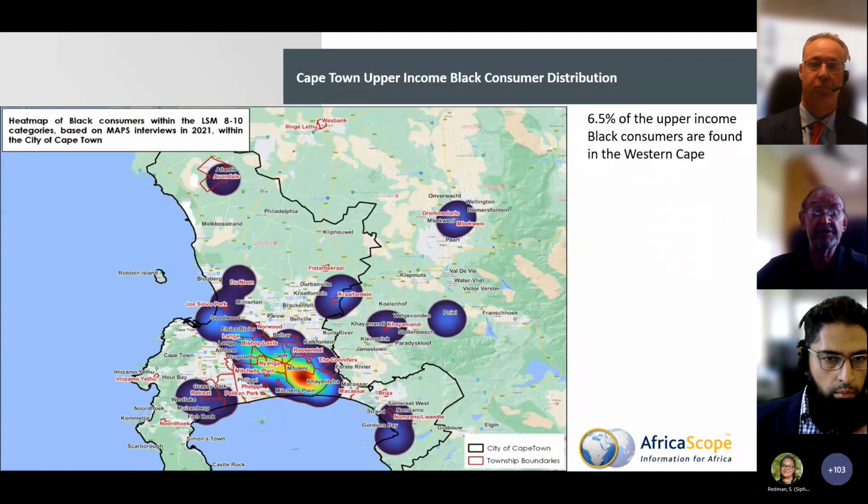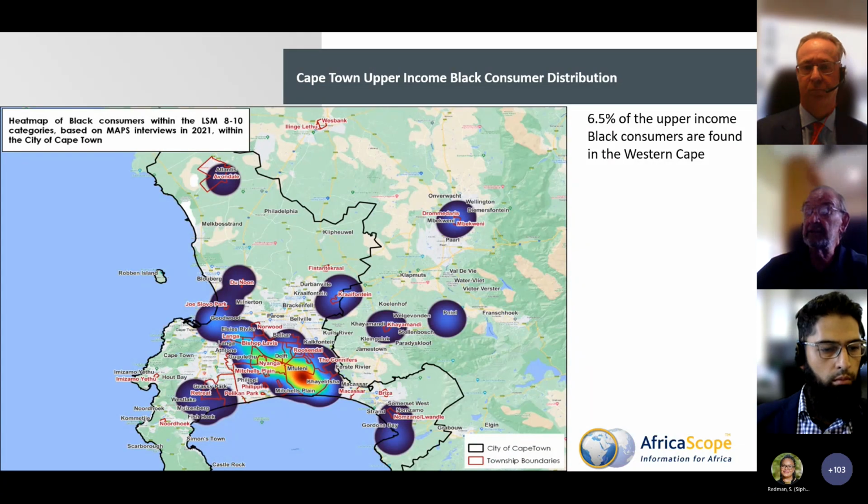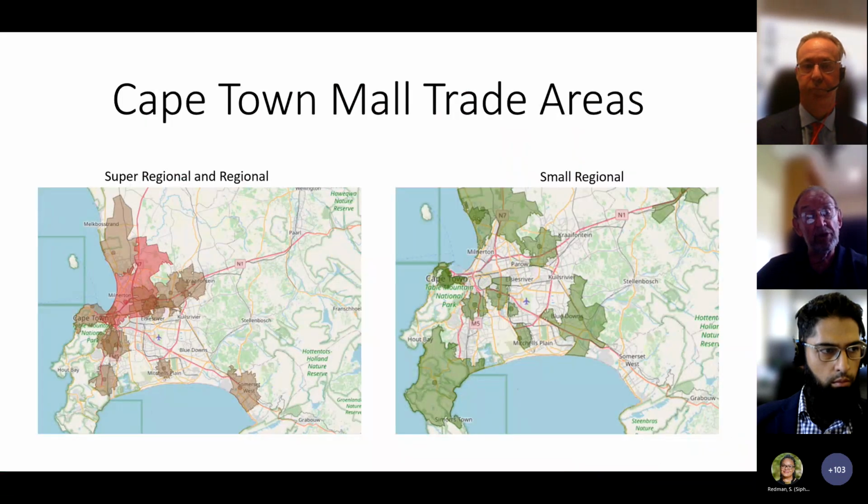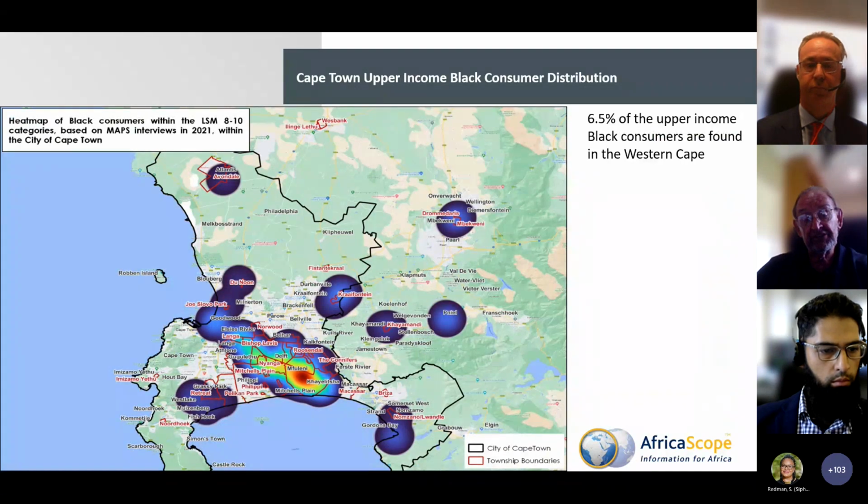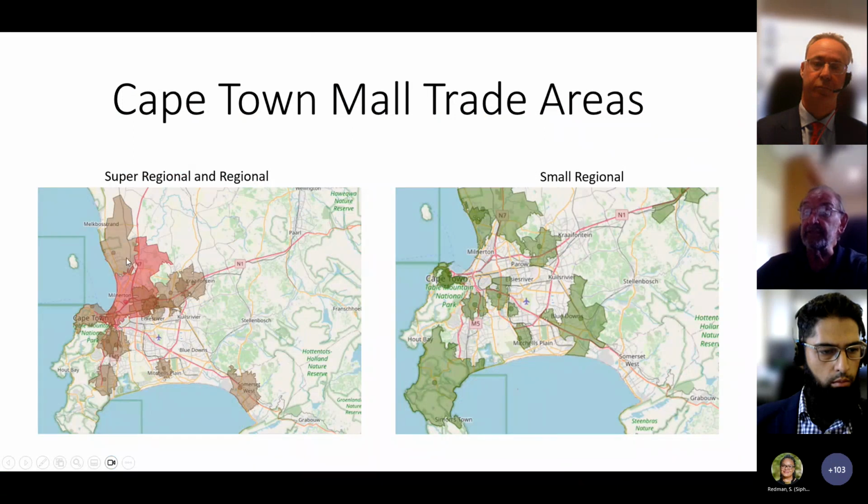Moving to Cape Town. Cape Town is very much a concentration around Khayelitsha in terms of the upper income consumers, but we do see pockets of them in other areas. About 6% of the upper income Black consumers are found in the Western Cape. And when we look at the trade areas of the malls, we see the concentration of upper income consumers around here. And when we then look at the trade areas of the super regionals and the regionals, they're not really covering this area. It's much more the small regionals that are covering that area.